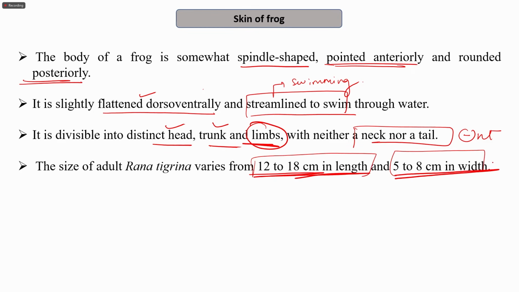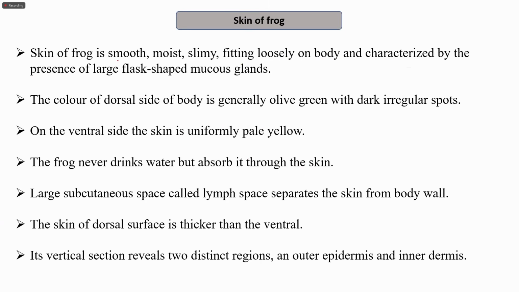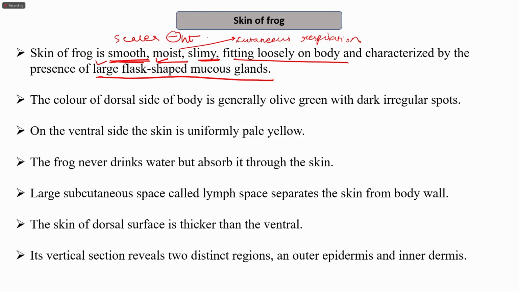The skin of the frog is smooth, as we discussed. It is moist, so scales are absent. This moist skin allows cutaneous respiration, that is, respiration through the skin. It is slimy and therefore very slippery, fitting loosely on the body and characterized by the presence of large flask-shaped mucus glands that secrete mucus, keeping the skin moist and slimy.